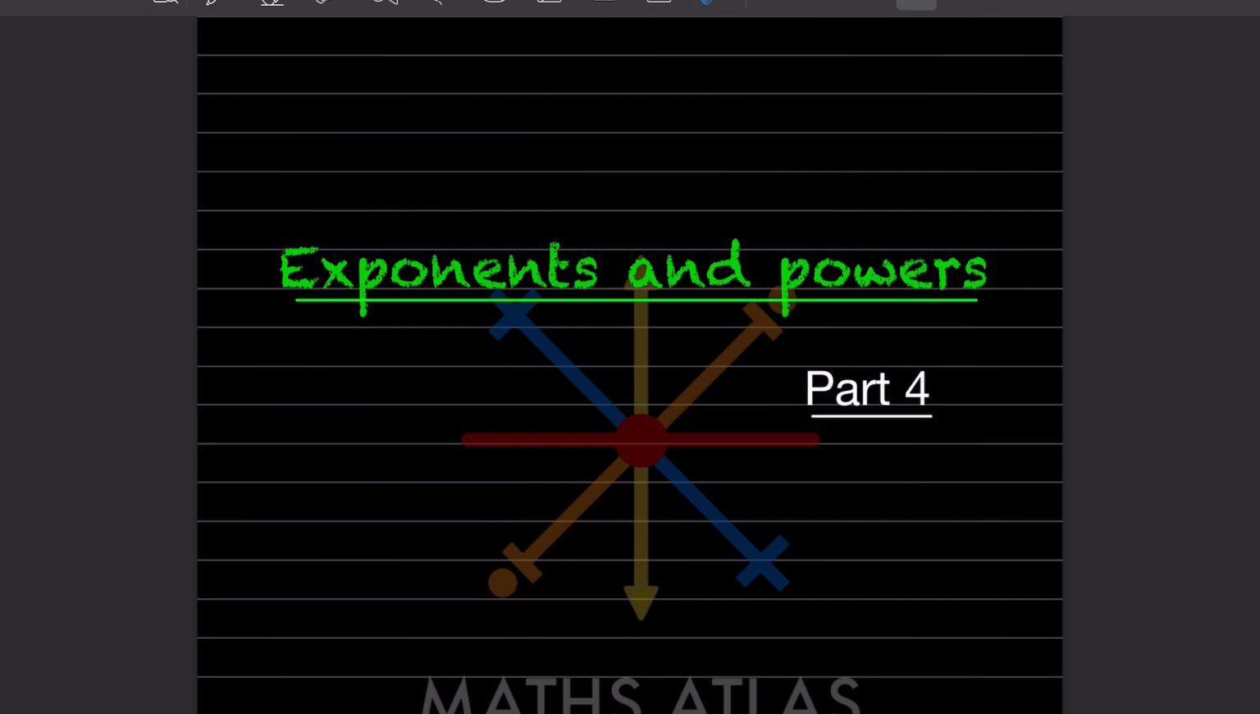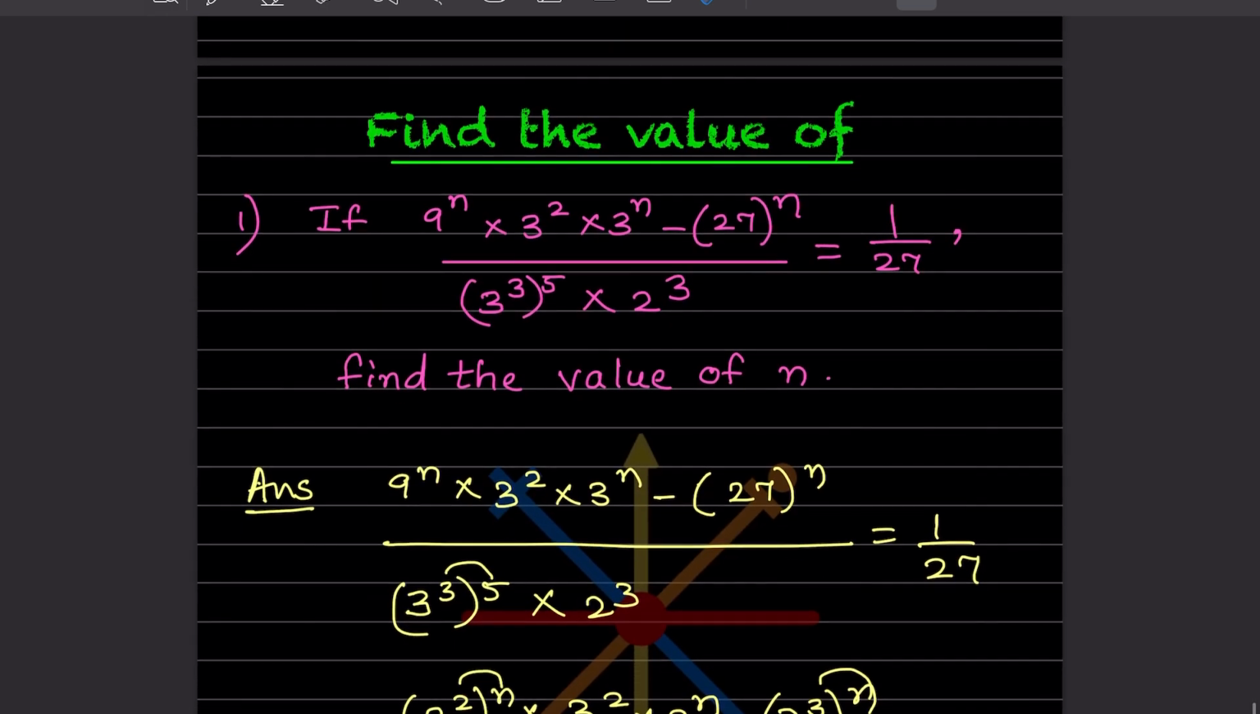Today let us see part 4 of exponents and powers. Here we have to find the value of n. This is the question given, and this is the same question I have written over here.